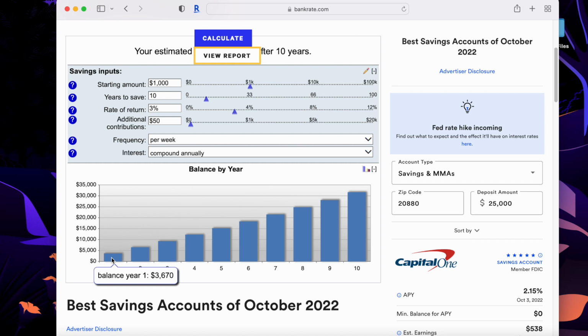So first year, that 1,000 is now $3,670. Year two, we're at $6,419. Year five, we're at $15,173. And at 10 years, we're at $31,603, right? So $50 in 52 weeks, that is $2,600 a year, basically.